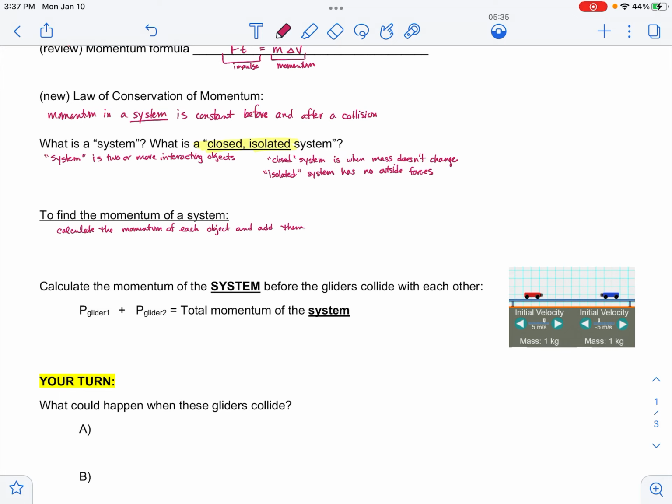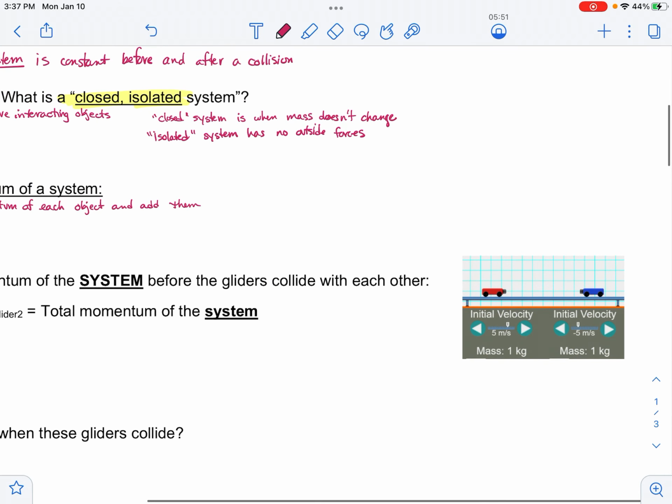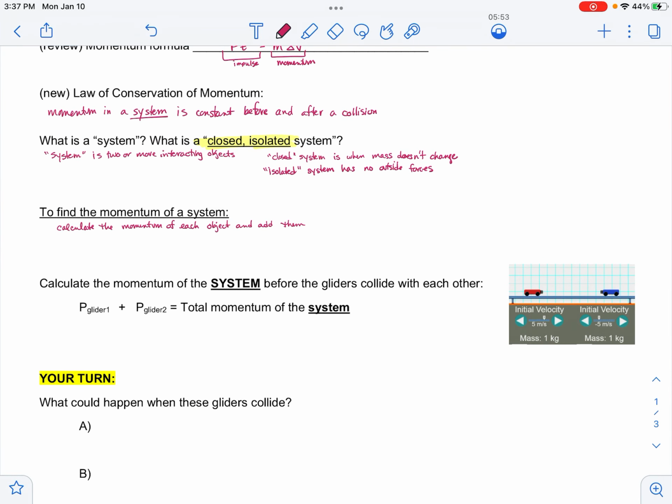Not too hard, huh? So my system here in a minute is going to be these two little glider carts. I would take the momentum of the glider cart that's red and the momentum of the glider cart that's blue, figure those out, and add them together, and that would be the momentum of my system. It's really not very difficult. But you might be able to see now why we like to have just two things in our system, because otherwise the math just gets really bogged down.